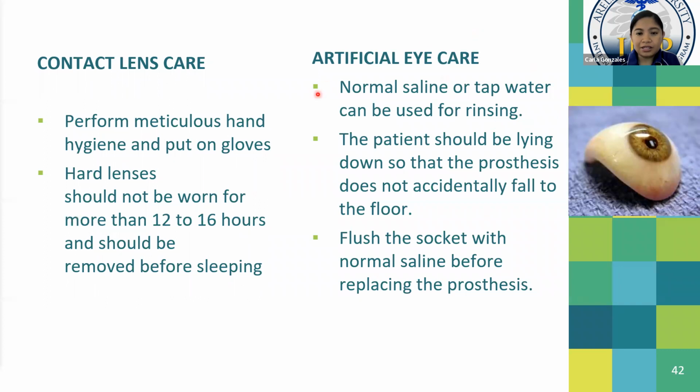And then for artificial eye care, so this is an example, no? So normal saline or tap water can be used for rinsing. So the patient should be lying down, you know, so that the prosthesis does not accidentally fall to the floor. You can also flush the socket with normal saline before replacing the prosthesis. Okay.